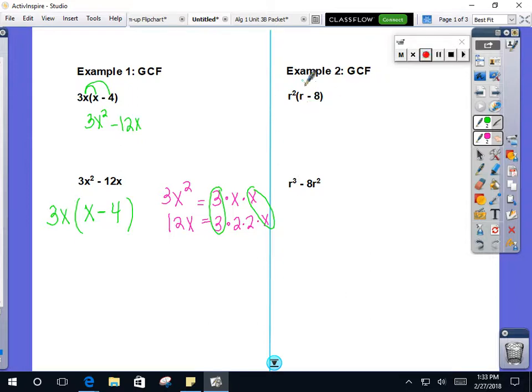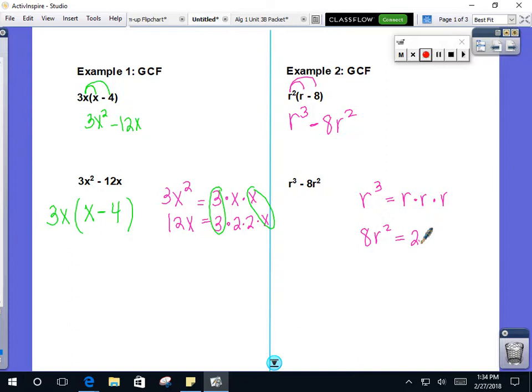Okay, so now let's try this one. If you saw this last week and you were told to simplify it, you would have distributed r squared times r is r cubed, and r squared times a is negative 8r squared. But today we're going to learn how to factor. They're going to give us this, and we're going to get to there by factoring. So you write down the terms, and you list out their prime factors. To get r cubed, you do r times r times r. To get 8r squared, 8 is 2 times 2 times 2, because that's a 4, and then times 2. And then times r for the r squared.